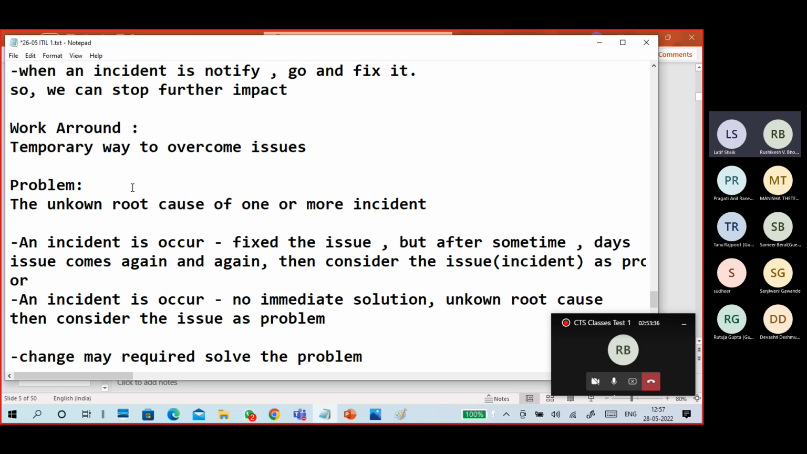Okay, an incident occurs and there are no immediate solutions. So you got some incident and are unable to understand why it occurs, the root cause is unknown, or the incident occurs repeatedly. We have to consider the incident as a problem. Once you consider it a problem, you have to start understanding and analyzing the issue.